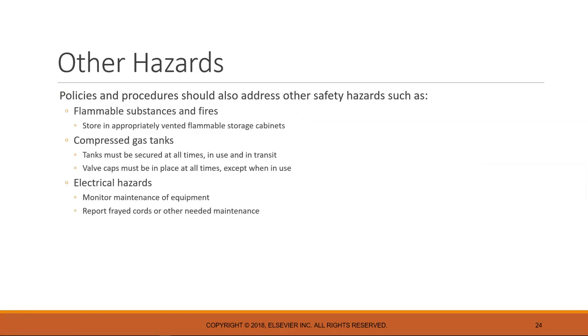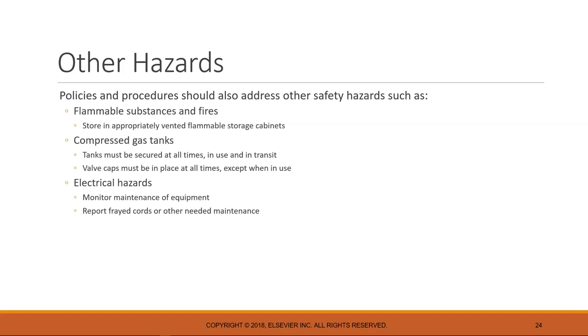There are additional hazards that may be present in the laboratory, and the policies and procedures should be available to address these hazards. For example, flammable substances and fires. We store certain chemicals in vented, flammable storage cabinets. Usually if you go into a lab, you'll see these are really big and yellow, and they will have the hazard symbol on them. Compressed gas tanks.